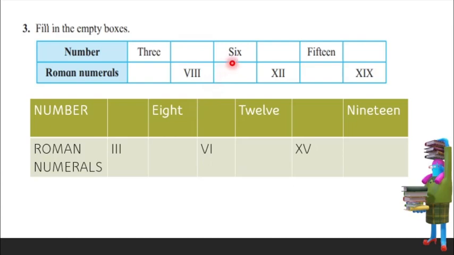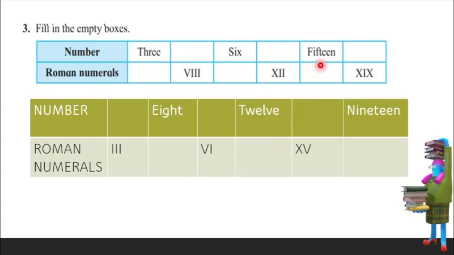Here you have to write, how you will write 6 in the Roman numeral? So 6 is what? 5, that is V, plus I. So that means V and I makes 6. Next is 12. How it is 12? See here, one X is present, that is 10. 2 I's are present, that means plus 2. 10 plus 2 is 12.